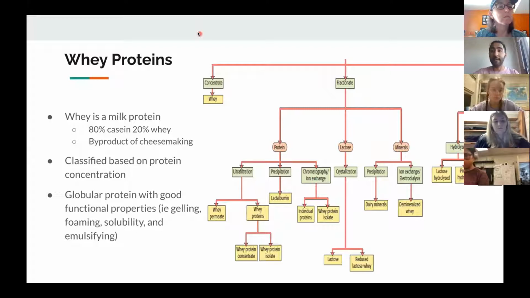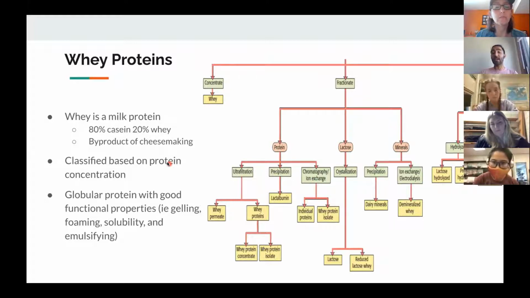If it's between 30 to 85%, we consider it whey protein concentrate. If it's above 90%, it will be whey protein isolate. We can produce the whey protein concentrate from the byproduct by ultrafiltration. And then from whey protein concentrate, we can microfiltrate it to produce the whey protein isolate. And whey protein is a globular protein with good functional properties.